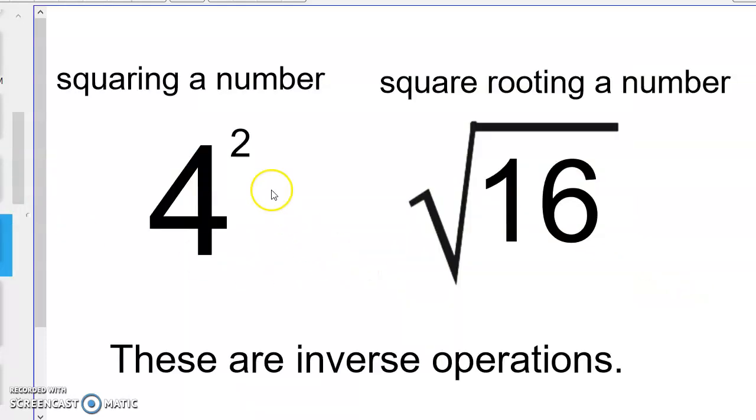So first up, squaring a number and square rooting a number are inverse operations because 4 to the second power, of course, means 4 times 4, which is 16. Well, if I wanted to square root 16, that then would take me back to 4. So squaring a number and square rooting a number are inverse operations of each other.